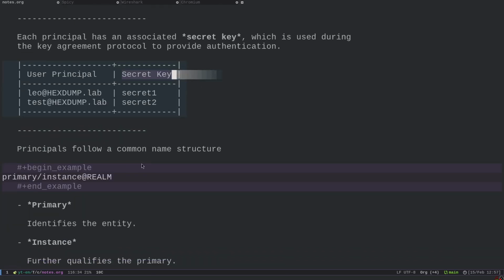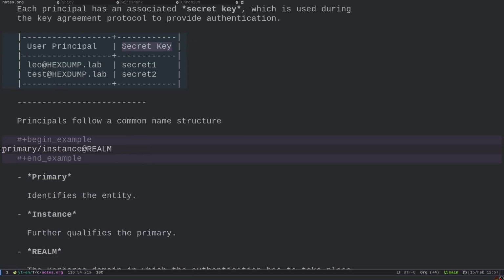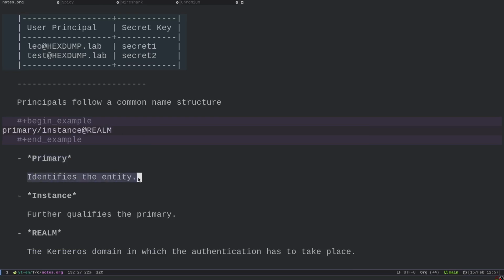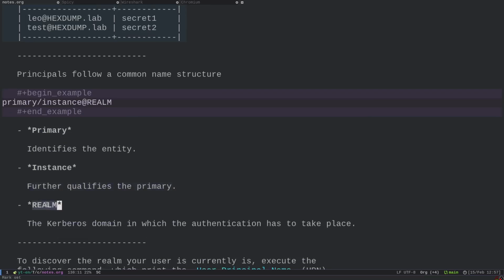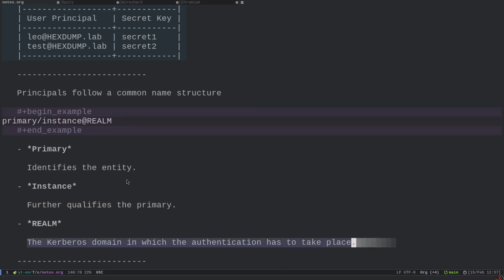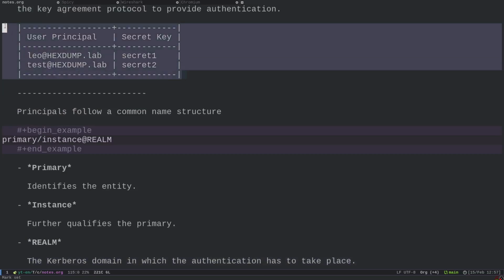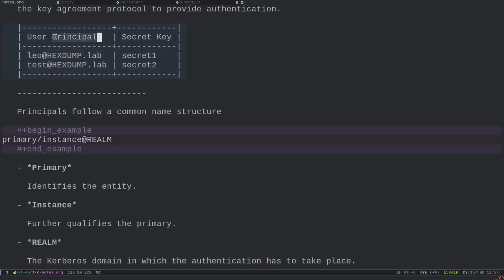A principal follows a common name structure, which is primary/instance@realm. The primary identifies the entity. The instance further qualifies the primary with extra information. Then we have the realm, which defines the Kerberos domain in which the authentication has to take place. If you change the realm, you're also changing the KDC, the underlying database that associates principals to secret keys, and therefore the key agreement will not work out.